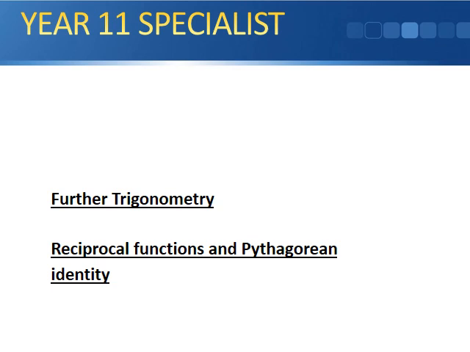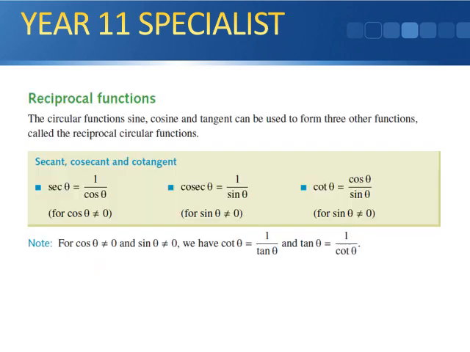So the reciprocal functions and Pythagorean identity. You'll need to remember these reciprocal functions. So sec is 1 on cos, cosec is 1 on sine, cot is cos on sine, cot can also be 1 on tan, and tan is 1 on cot.